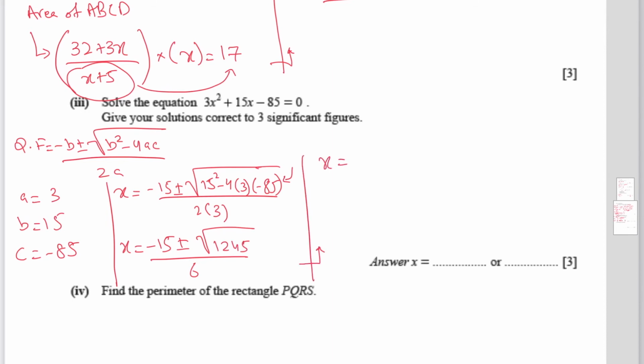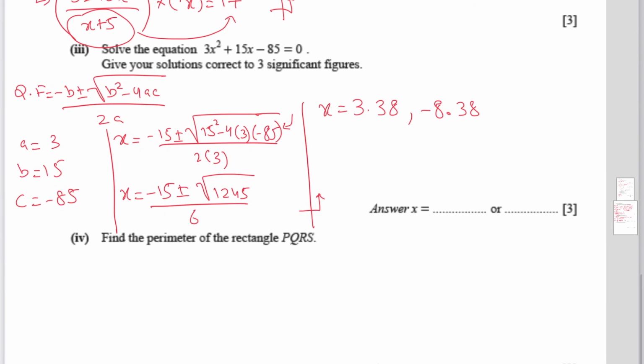Okay, let's find the values of x over here. So x is either equal to, let's see what the positive and the negative values give us. Negative 15 plus under root 1245 divided by 6 gives us 3.38. That's one of the values. And then let's do the negative value. Negative 15 minus under root 1245 divided by 6 gives us negative 8.38. Okay, these are the two values. You write them over here. You have negative 8.38 and you have 3.38.